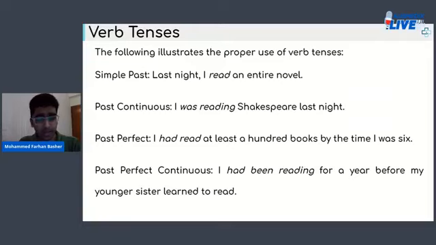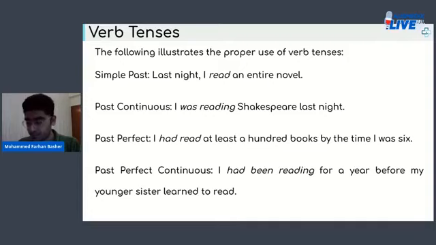So my reading 100 books took place before I became 6 years old. You follow? My reading 100 books took place before I turned 6. So I want to talk about both these actions at one go. What do I say? By the time I was 6 years old, I had finished reading 100 books. Or I had read at least 100 books by the time I was 6.